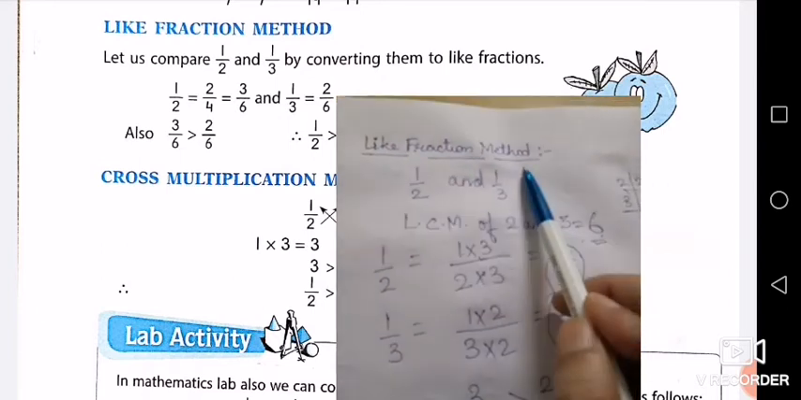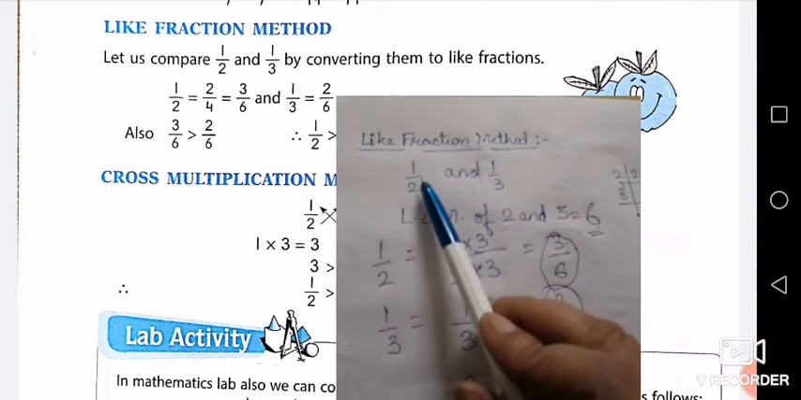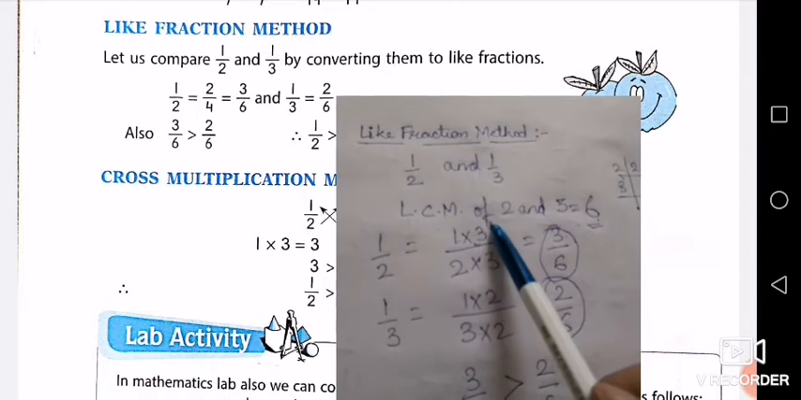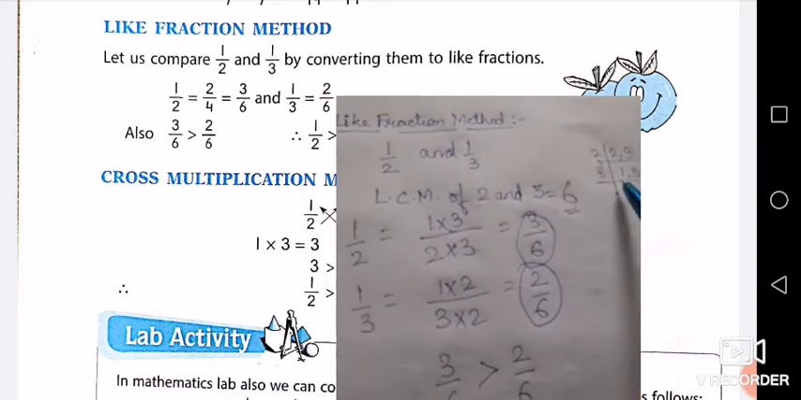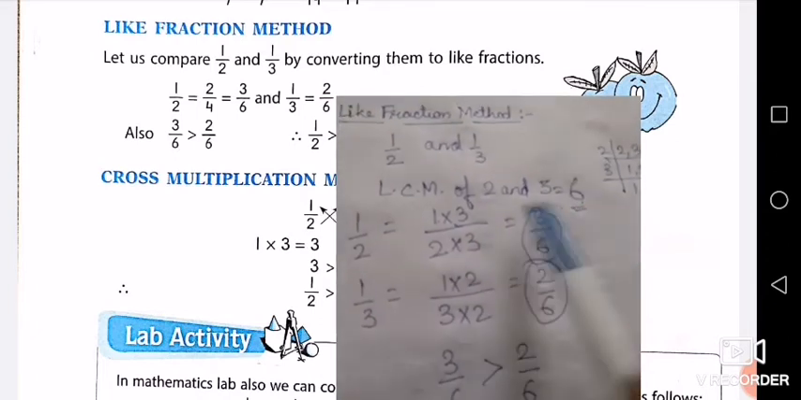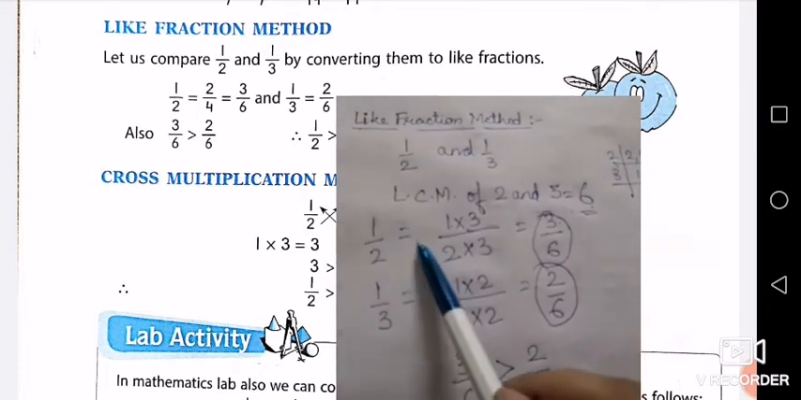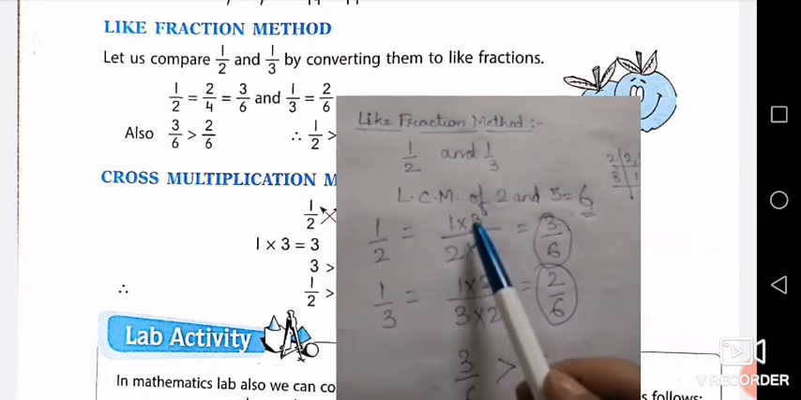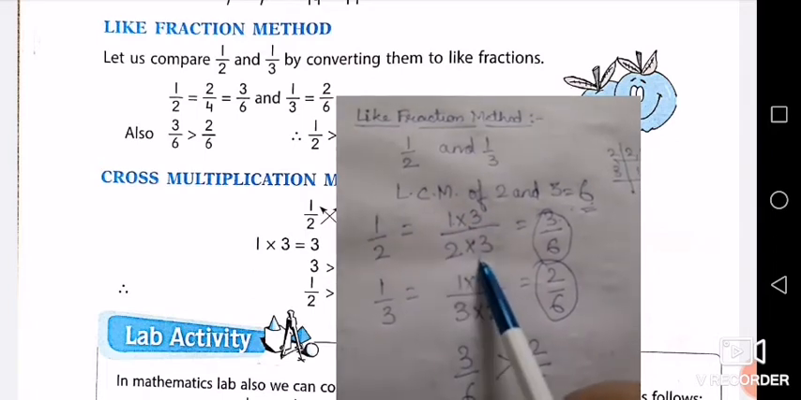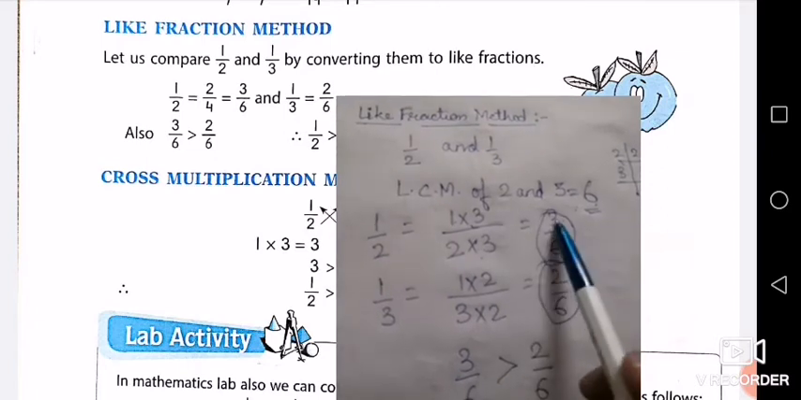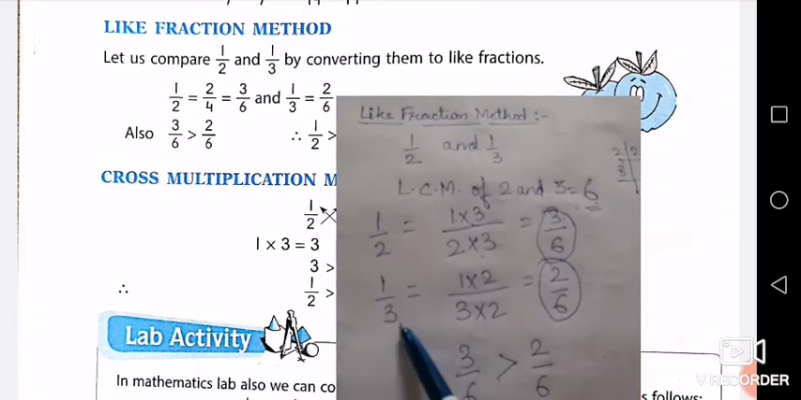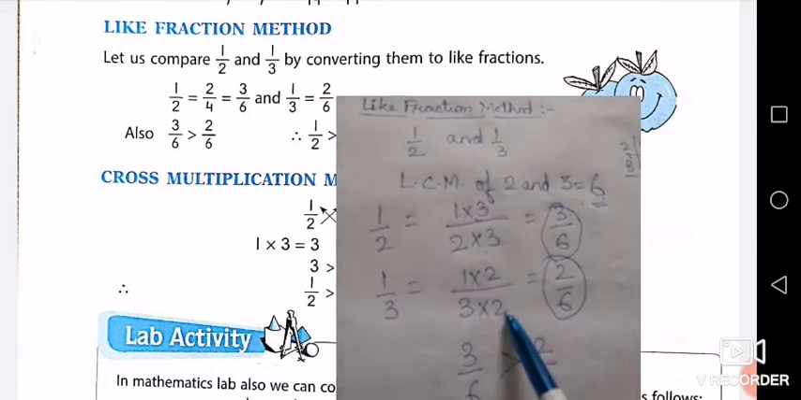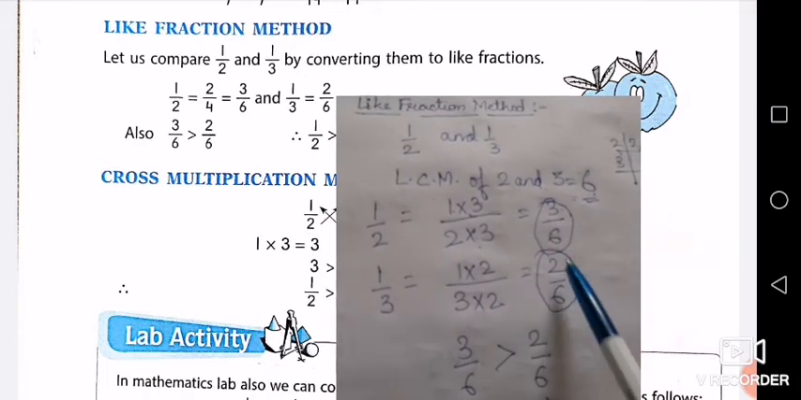Like fraction method. So what we have done, we have been given two unit fractions, 1 by 2 and 1 by 3. Now the LCM of 2 and 3 is 6. Just now we have found it, 6. So now 1 by 2 can be written with the denominator 6 if it is multiplied by 3 in its numerator also and in its denominator also. So we will get 3 by 6. Now 1 by 3 will be multiplied by 2 in its numerator also and denominator also. So we will get 2 by 6.